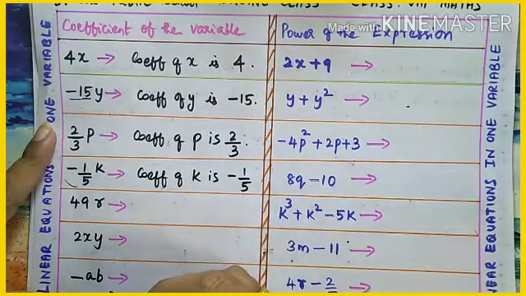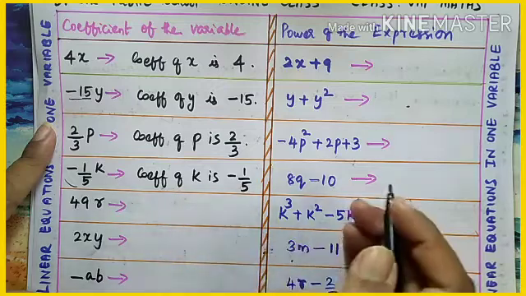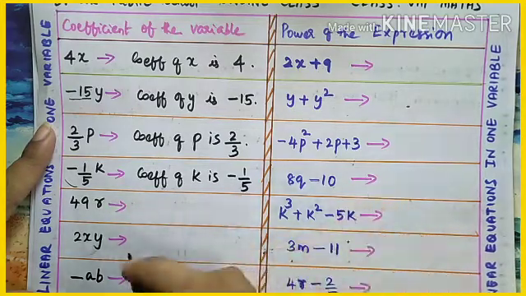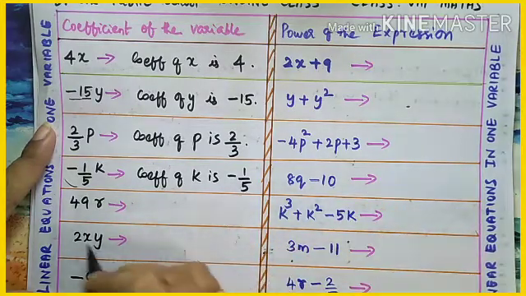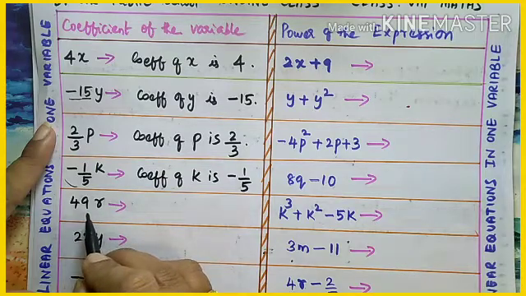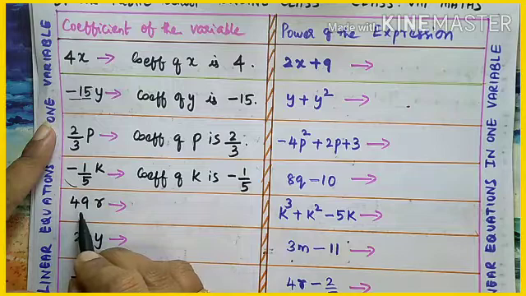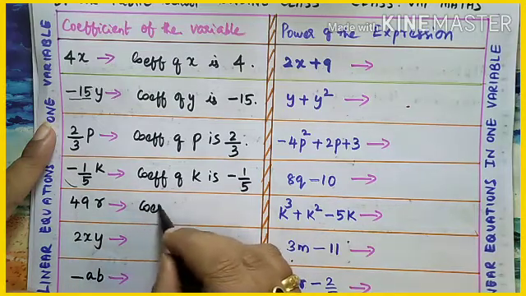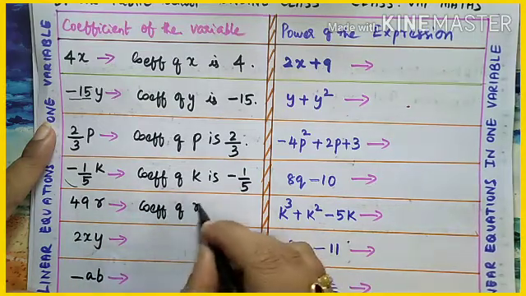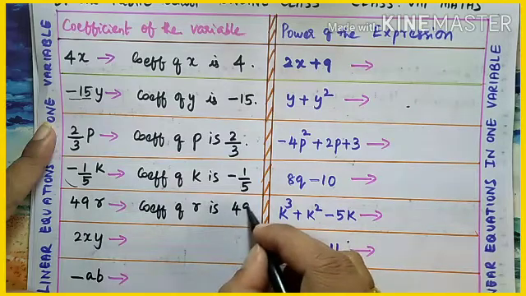All this you have learned in your previous classes. I am making you remember all those previous knowledge, so that when you do the problems, that will feel easy. Next is 49r. Here r is the variable. Who is the coefficient of r? 49. So coefficient of r is 49.